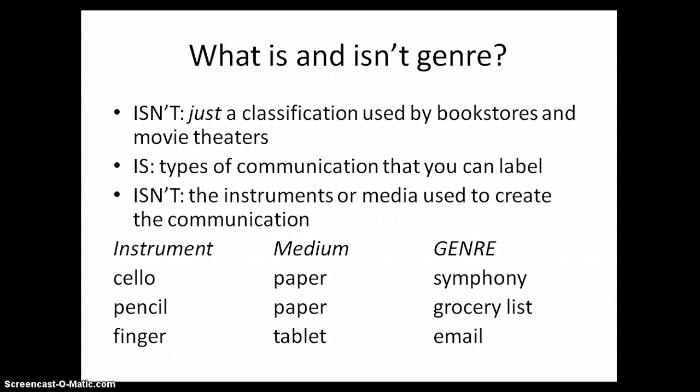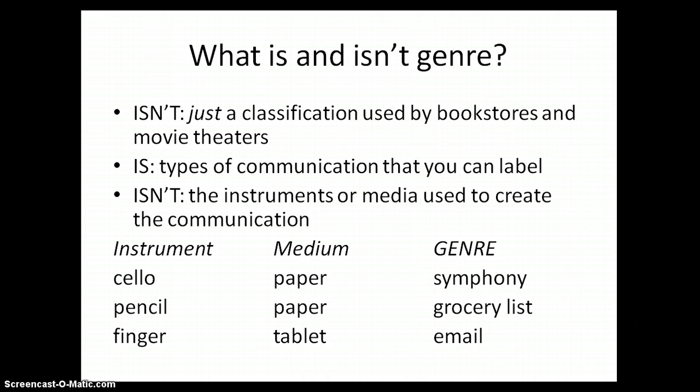Well, let's say I'm going to play some music. Well, paper is the medium on which I find that music. I've used the cello to play the music, but the paper is not the genre. It's not the pattern of communication. It's the thing the communication is communicated on, so it's the medium. And so here's an example of a genre associated with that instrument and medium: a symphony, or a concerto, things like that.